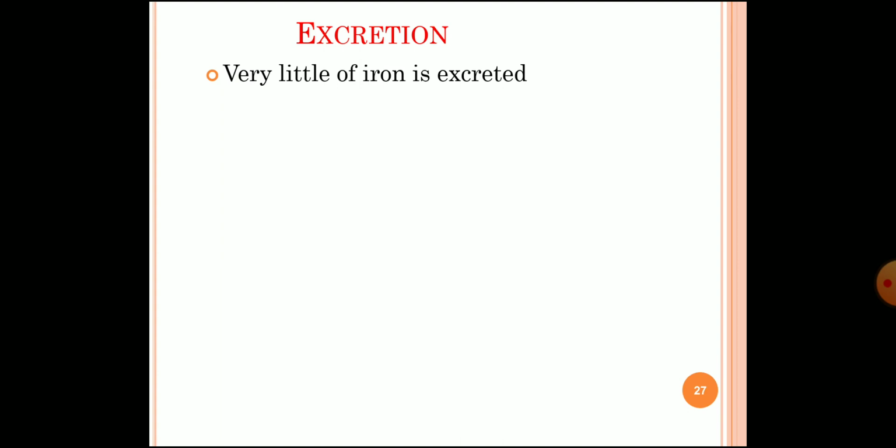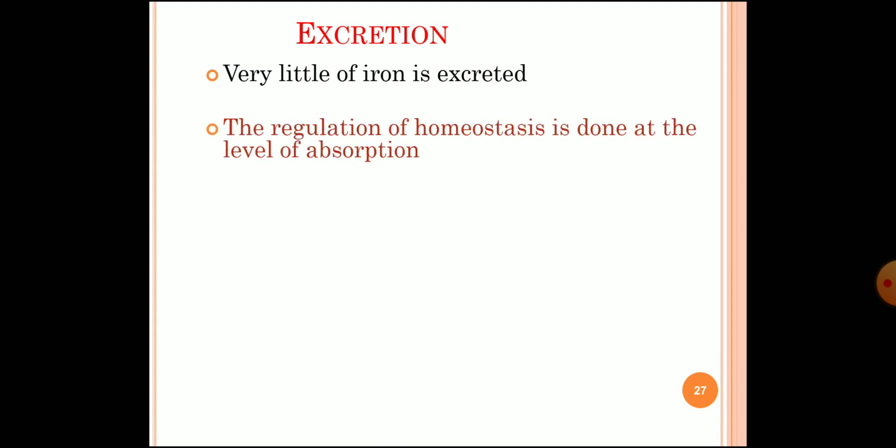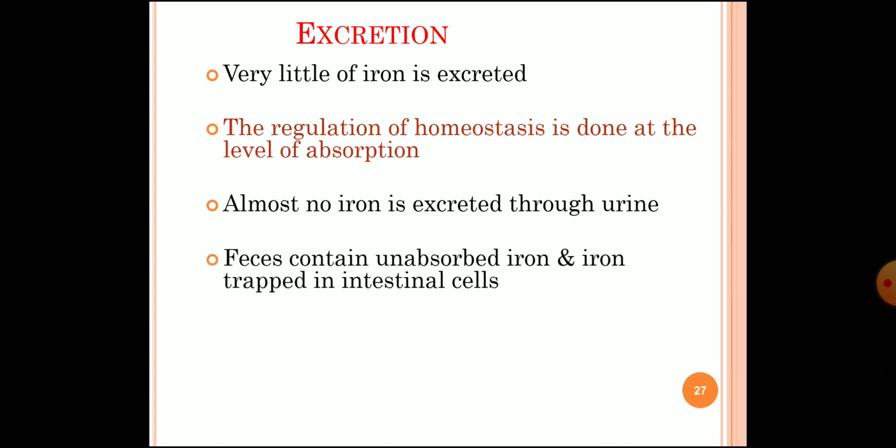We have already explained that ferritin is stored in the intestine. If there is no requirement of iron, when the intestinal mucosal cells are desquamated, some amount of ferritin also will be excreted through feces. That is one way by which it is excreted. The regulation of homeostasis is done at the level of absorption. We have already studied that almost no iron is excreted through urine. Feces contains unabsorbed iron and the iron trapped within the intestinal cell. That is what I explained now.